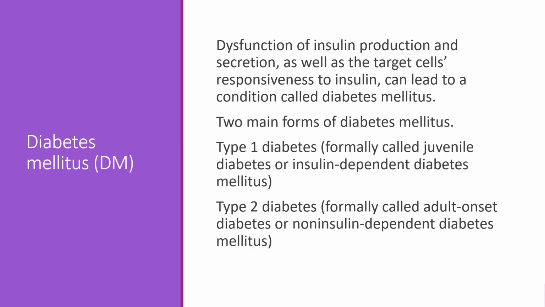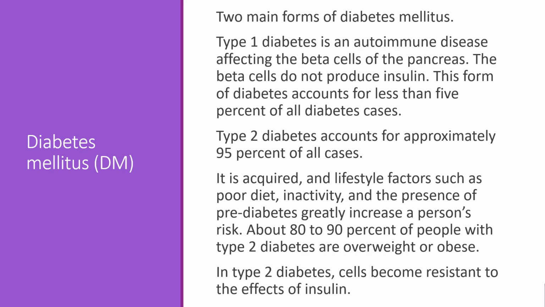Diabetes mellitus, DM, is a dysfunction of insulin production and secretion, as well as the target cells' responsiveness to insulin. There are two forms of diabetes. There's type 1 diabetes, which was formerly called juvenile diabetes or insulin-dependent diabetes, and type 2 diabetes, which was formerly called adult onset diabetes or non-insulin dependent diabetes. All right, two main forms.